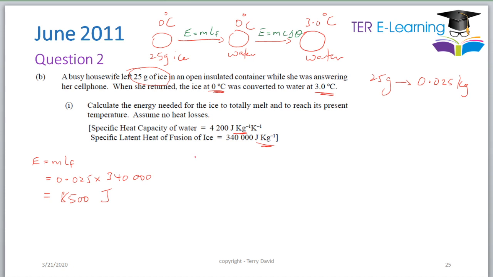Now we need to raise the temperature of the melted ice to 3 degrees. The formula for that one will be E equals mc delta theta, which is 0.025 multiplied by c for water, which is 4200, multiplied by my change in temperature. You're going from 0 to 3 degrees, so it's 3 minus 0. So this is 0.025 multiplied by 4200 multiplied by 3 equals 315 joules, right?